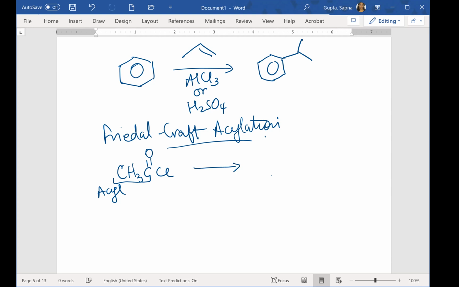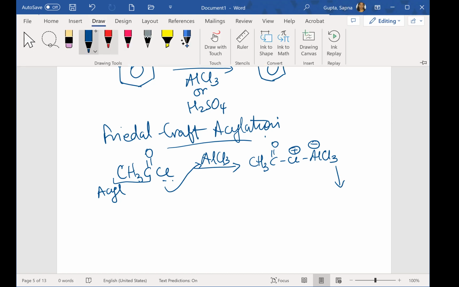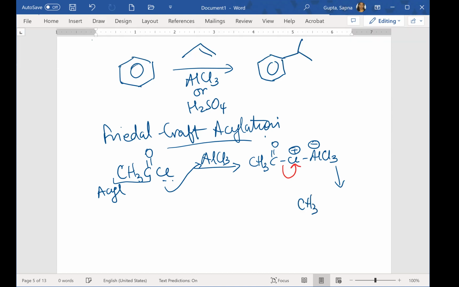So now when you treat this with aluminum chloride, chlorine again will react. So CH3, CO, Cl, and then aluminum chloride. I'm writing everything out so that you have it for your record also. And you need to know how the electrophile is generated. So now this is broken. CH3, C double bond O, and now here is the positive. And you have the AlCl4 as well.